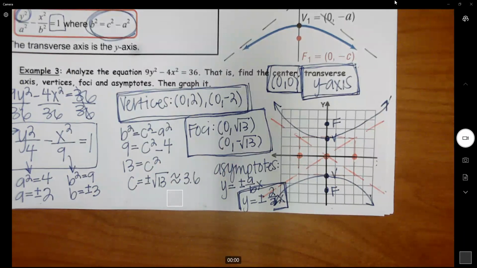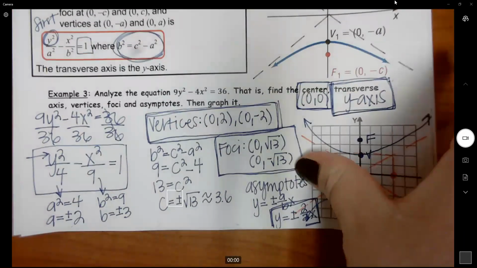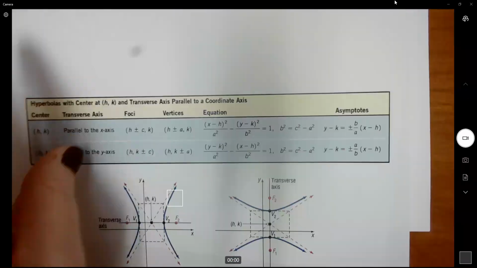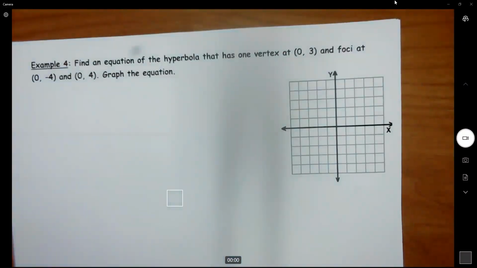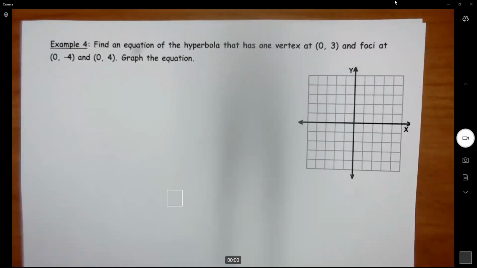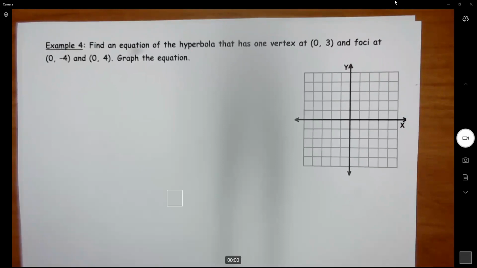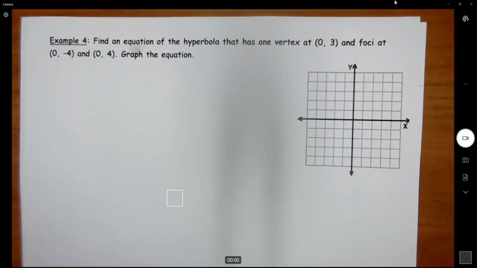Let's try one more example with a hyperbola centered at 0, 0 and the transverse axis along the y. Example 4. Find the equation of a hyperbola that has one vertex at 0, 3 and foci at 0, -4 and 0, 4. Graph the equation. So let's go ahead and just plot those 3 points.